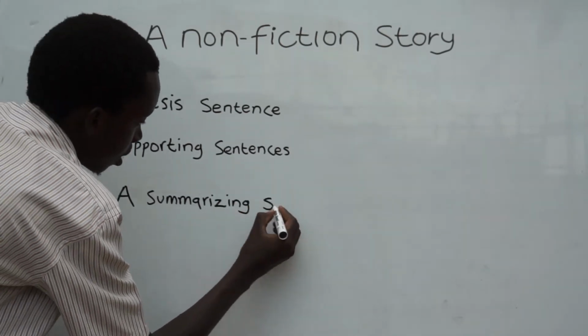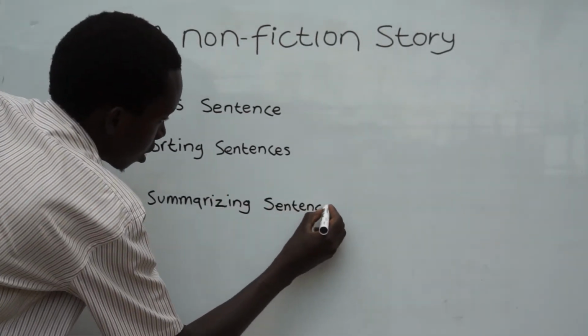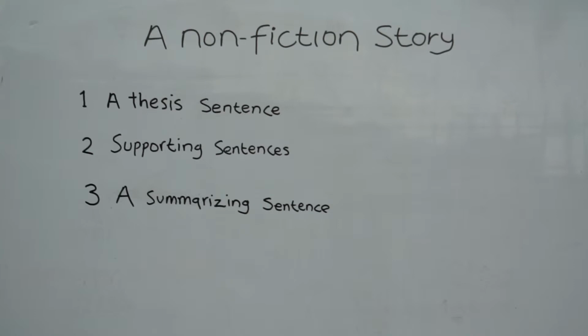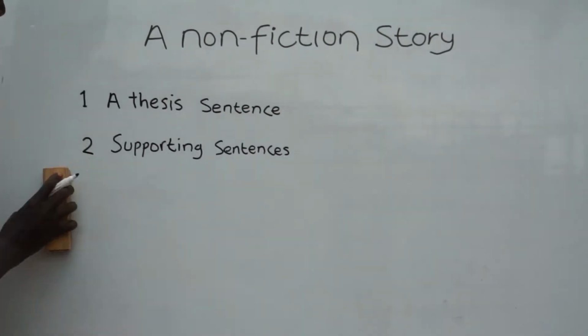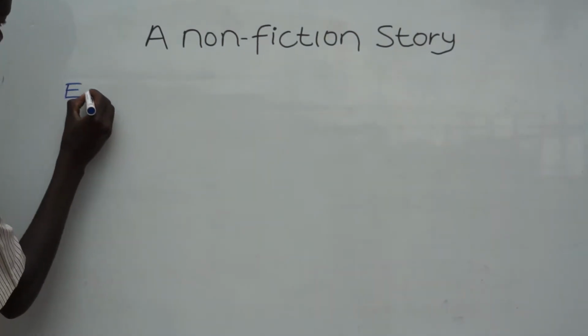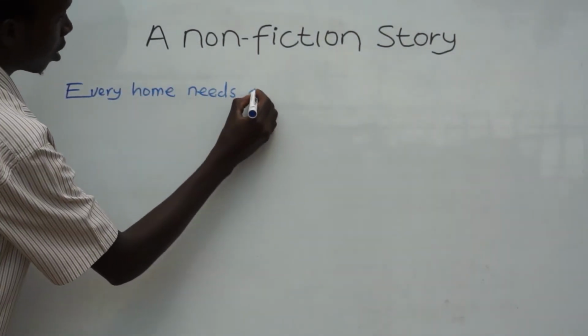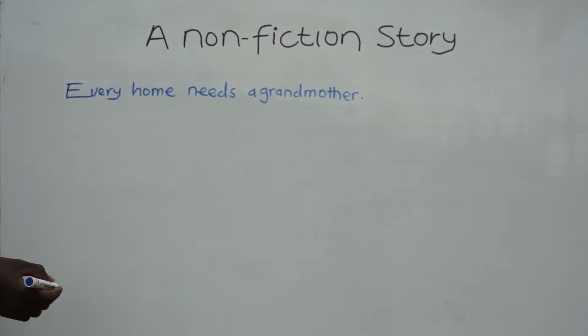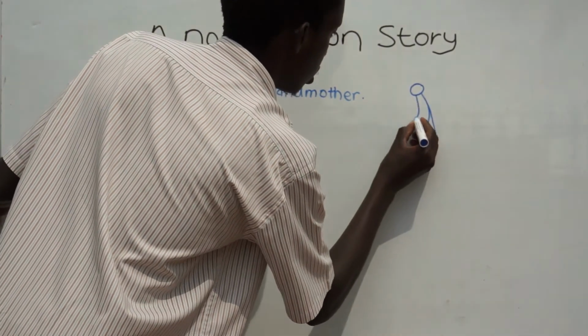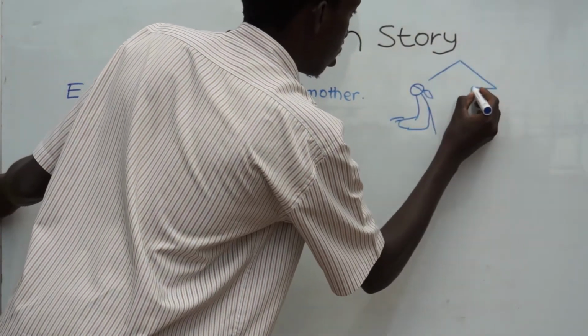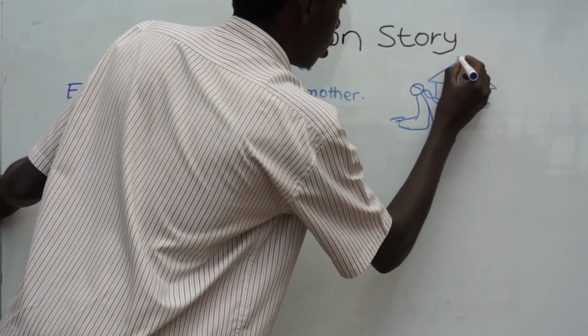First, we need to brainstorm several thesis sentences or thesis questions about grandmothers that relate to the subtheme people in our home. Every home needs a grandmother. In the beginning, you may write the thesis sentence or question yourself. As your pupils gain writing experience, they can help you compose this initial sentence.